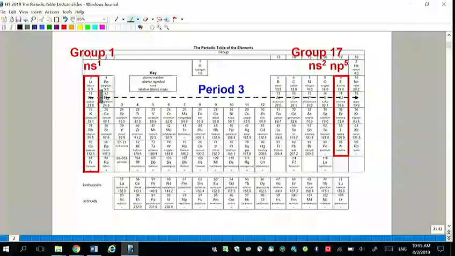Over here, this is the SPDF notation for the outermost shell, and this is your ns1, with n representing the period number. So moving on to the period, if you look across the horizontal row, we will be concerned with period 3.